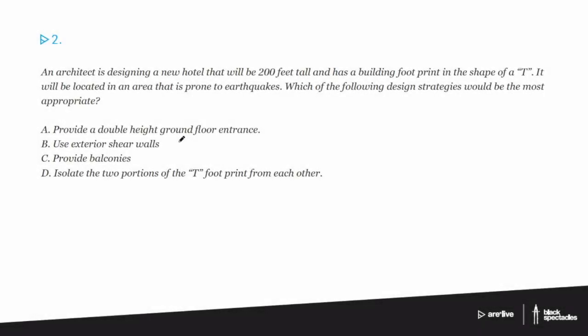All right, this one's a little different. Number 2 here: an architect is designing a new hotel that will be 200 feet tall and has a building footprint in the shape of a T. It will be located in an area that is prone to earthquakes. Which of the following design strategies would be the most appropriate?